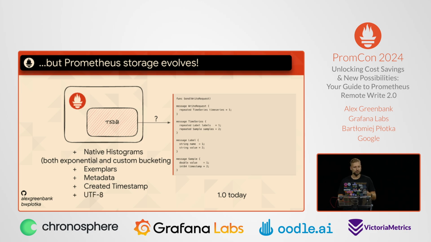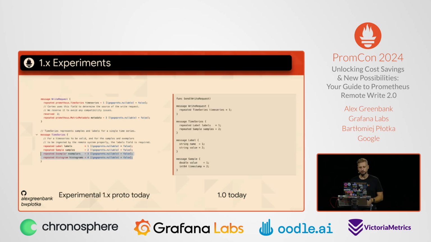And finally, the UTF-8 for compatibility with other metric solutions. And all of those were valid reasons to look for the improvement here, to look for maybe another version, which would enable remote write storages to really leverage what we already store in Prometheus. Now, of course, the Prometheus team wasn't just lazy or forgetting about this protocol.